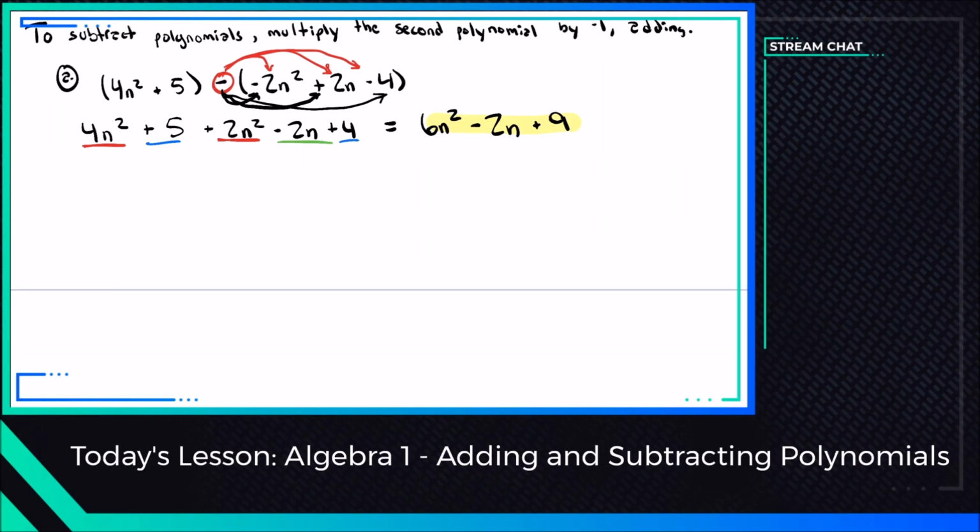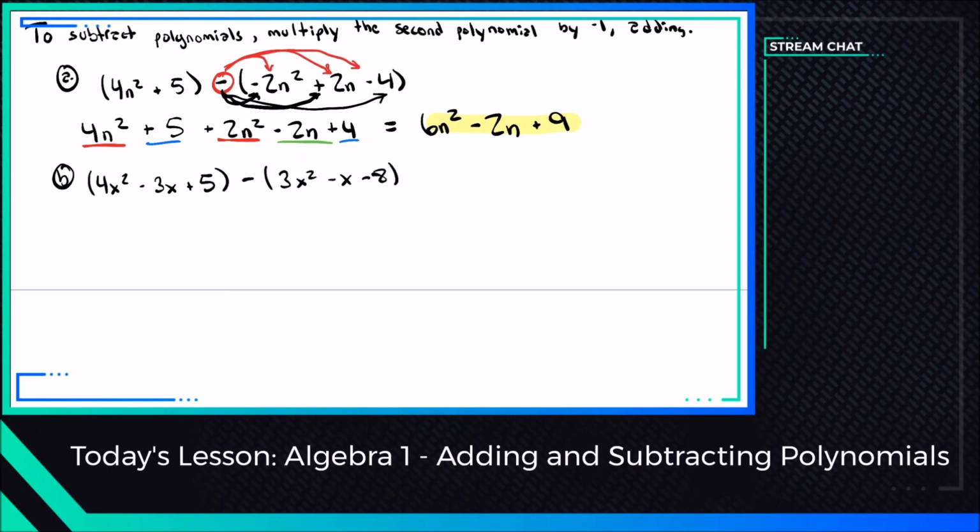All right, let's do another problem. We'll get 4x squared minus 3x plus 5 minus, negative 3x squared. Oh, not a negative 3x squared, sorry. Just a minus 3x squared minus x minus 8.